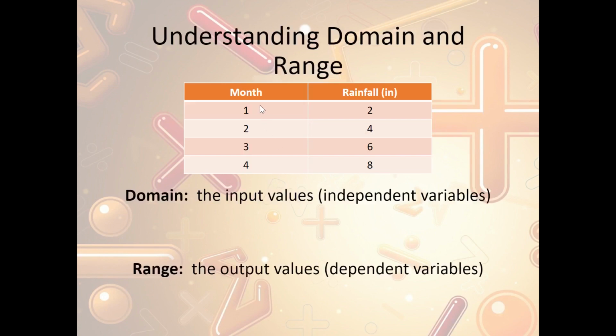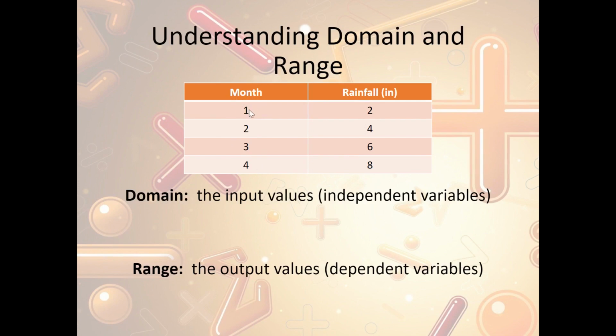So, in looking at this, we're given a table here, and we're supposed to pick out the range and the domain of each of these. So first we'll do the domain, the input values. Well, our input values in this case is the month, so we're just going to list the values that apply.